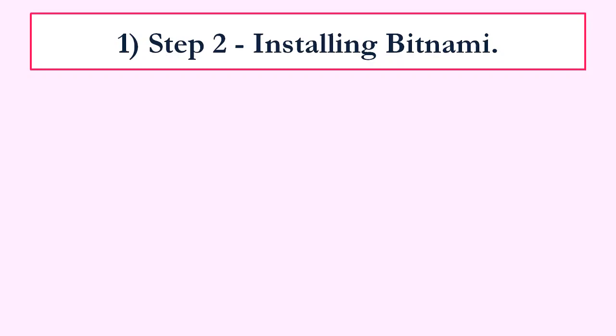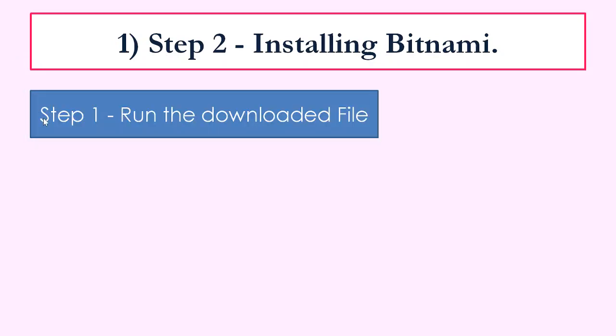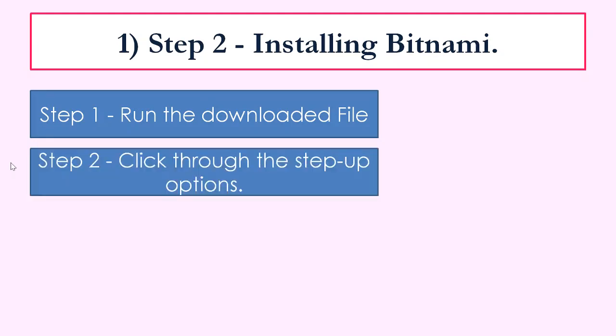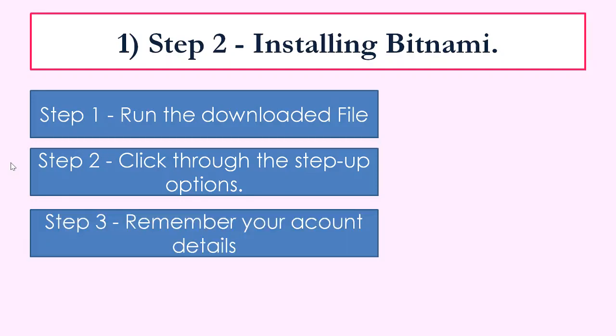Okay, so while it's downloading, we can look at what the steps we have to do to install it once it's downloaded. So we will be doing the first step, which is run the downloaded file. The second step there is just kind of click through the setup options. The kind of options that you'll have to decide. Simple ones like what language do you want it in, and where do you want it to store on your local computer. The third step is to remember your account details, so that's quite important.